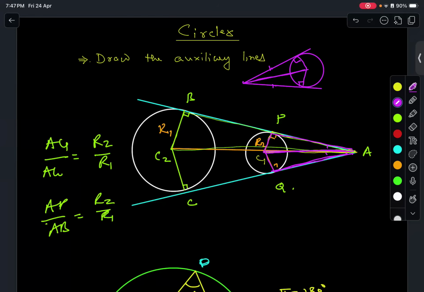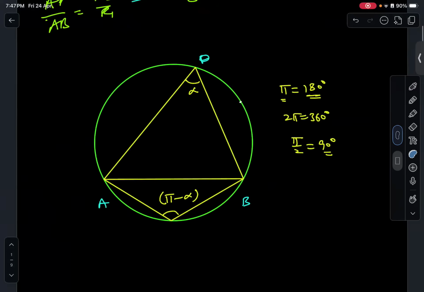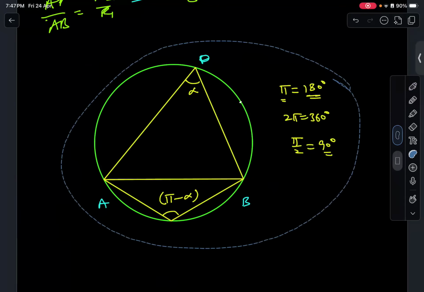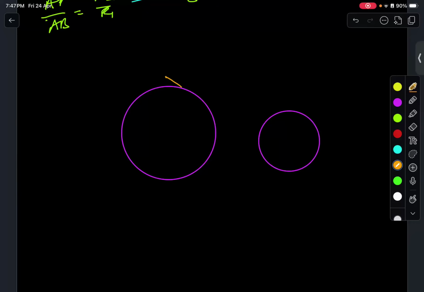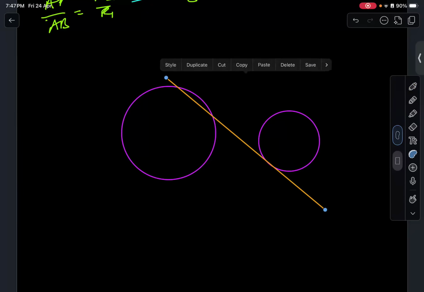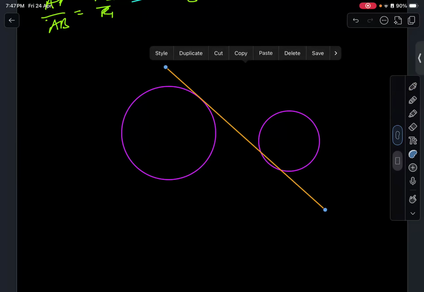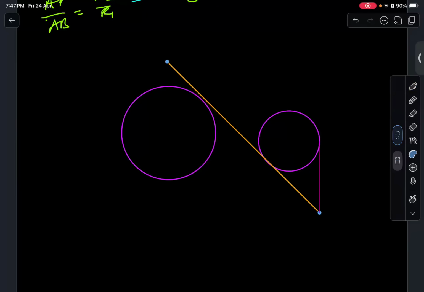But I want to make the figure of this exactly, how you can go for the direct common tangent. This was the direct common tangent, right? Now I'm showing this for the transverse common tangent. This is known as TCT, transverse common tangent. Something like this, right? Perfect.